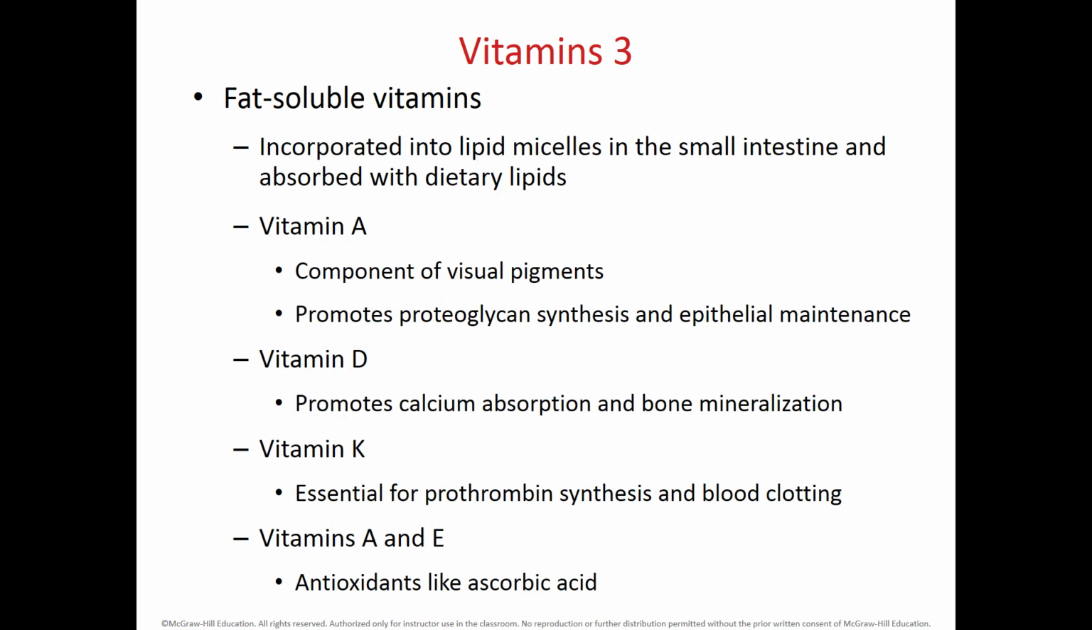Fat-soluble vitamins are absorbed with micelles, or small globules of fat, in the small intestine. Vitamin A is important to make retinal pigments that are important for us to see, and it also helps promote the synthesis of connective tissue components like proteoglycans that help maintain epithelial cells of the skin and the mucosa. Vitamin D is important for the absorption of calcium and phosphate in the intestinal cells. Vitamin K is important for forming prothrombin, which is a clotting factor. Vitamins A and E are antioxidants, just like ascorbic acid, and help protect us from free radicals of oxygen, preventing cancer.